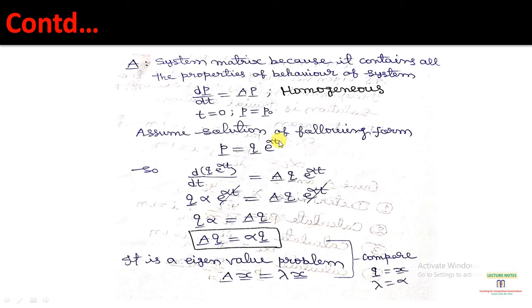From now on, we will only say p and q. I will not say again column vector of p, column vector of q. We will pronounce them only as p and q.